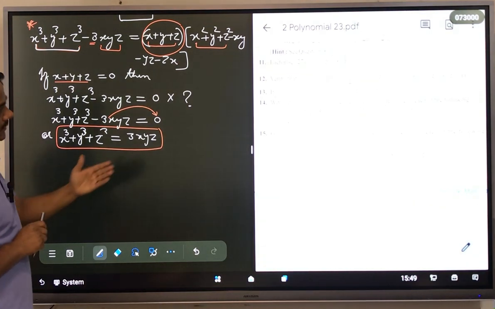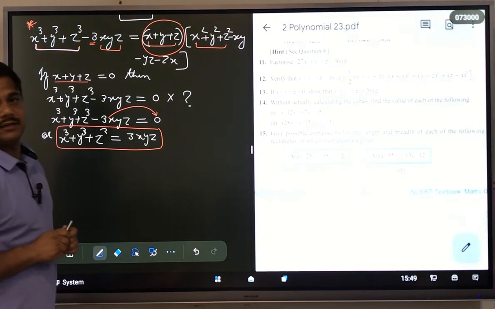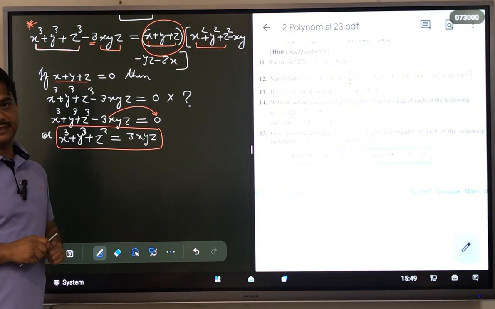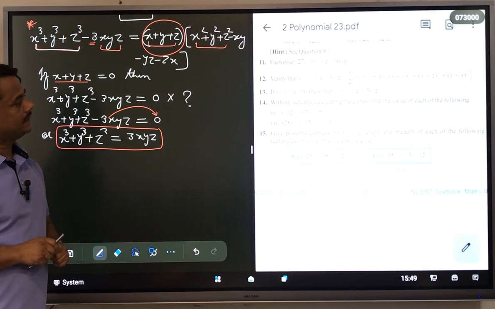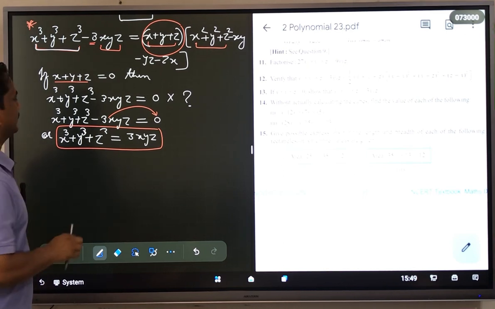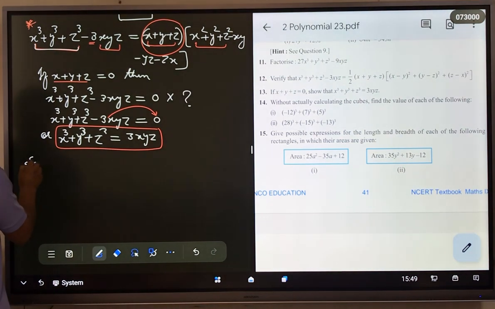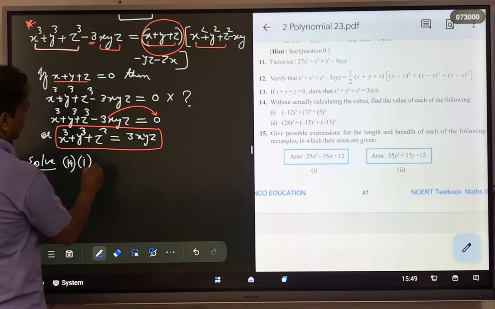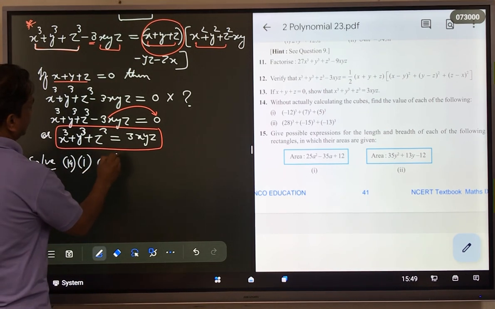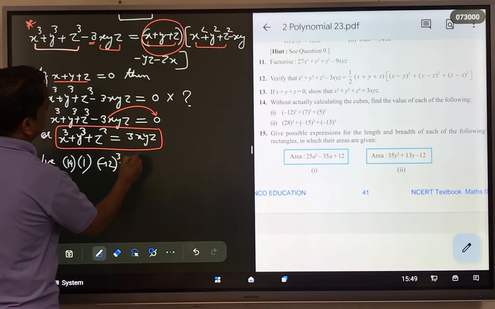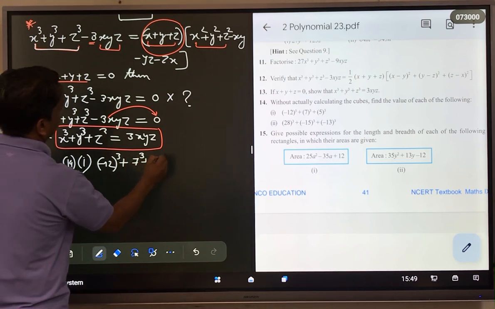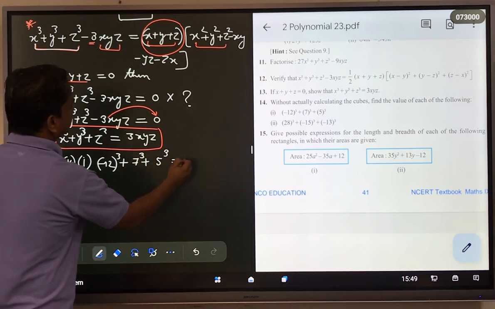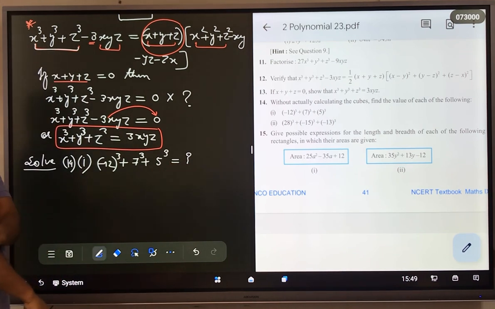Now an example, question number 14, exercise 2.4 NCERT. The first part of the question: we have to find minus 12 cube plus 7 cube plus 5 cube. Their cube sum we have to find using the identity.